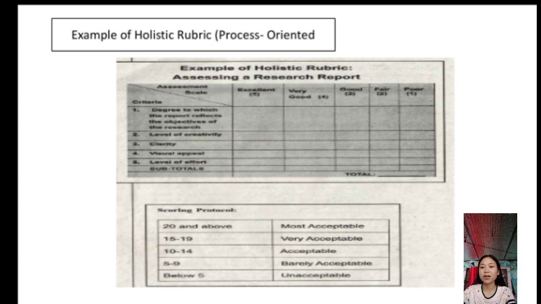So as you can see, a holistic rubric does not list separate levels of performance for each criterion. Instead, it evaluates the overall performance across multiple criteria as a whole. The rubric assigns a single level of performance based on the overall impression of the work, considering all criteria collectively. So it is simpler and quicker compared to the analytic rubric.